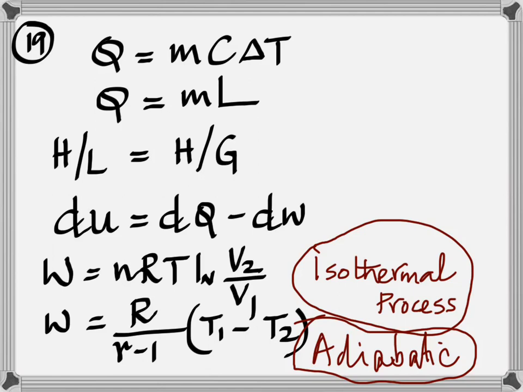nRT, natural log of final volume by initial volume. Okay. Isothermal process, so temperature is going to be constant. Number of moles, n. The work done during an adiabatic process, R by gamma minus 1, T1 minus T2. Those are the two formulas for work done in the two processes.